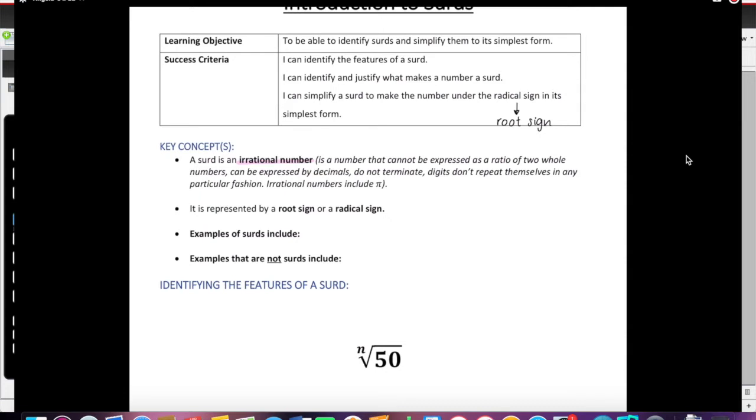So surds are represented by a root sign or a radical sign. For example, what I'm talking about is that sign in particular. Examples of surds are the square root of 7, the square root of 5, the cube root of 11. This list isn't exhaustive, this is just a few examples. Examples of numbers that are not surds include the square root of 4, square root of 9, cube root of 8, and there are many other examples.